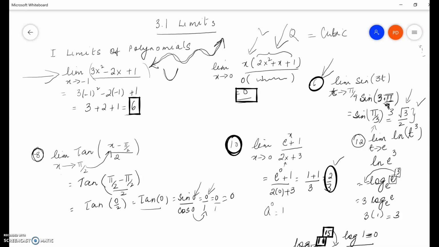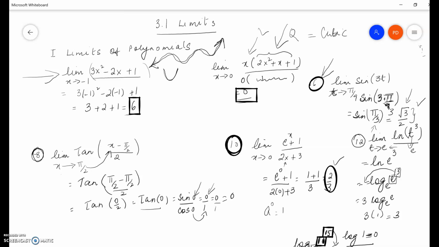Notice that all we are doing is substituting the limit. And the rest can be done with a calculator or just some basic knowledge of pre-calc. Now the last one we'll look at is problem number 12. It's a natural log function ln of t cubed as t approaches e. E is an irrational number, so we plug it in. That's the first thing we do. Ln of e cubed. So instead of t we have e.